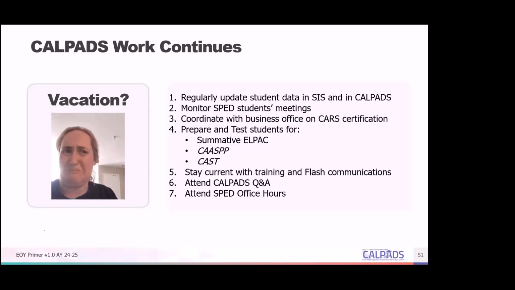You should prepare and test students for the summative LPAC. Again, the cutoff date for that is May 15th. The really hard cutoff is May 31st for testing. So any testing results after May 31st will not be able to be used this academic year. So make sure that you're getting students up into TOMS now for assessments and for testing, particularly with the LPAC, but also for the CAASPP and the California Science Test, the CAST.